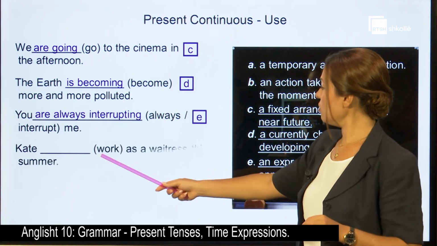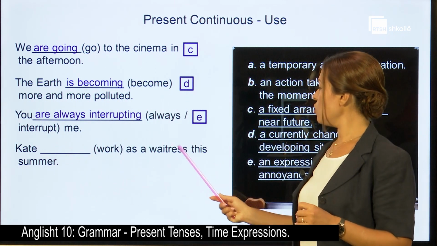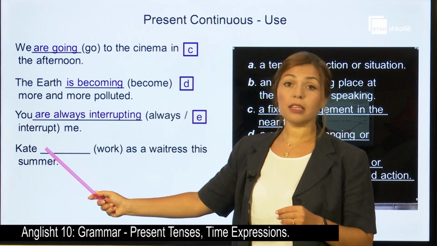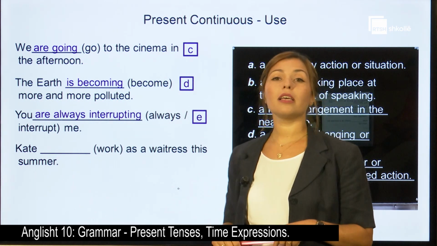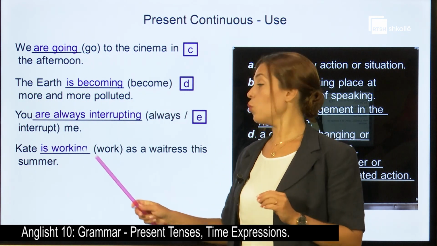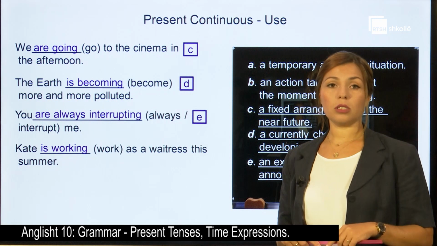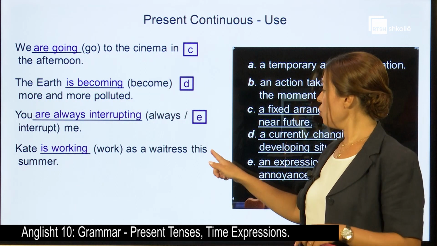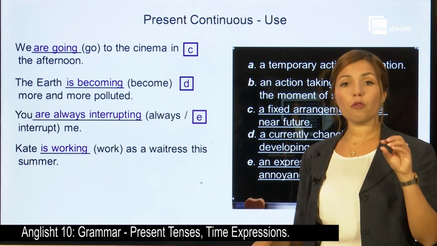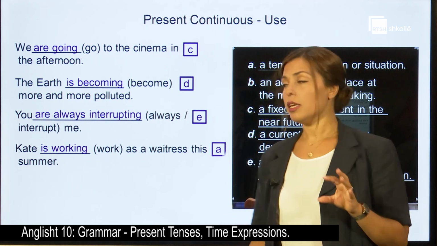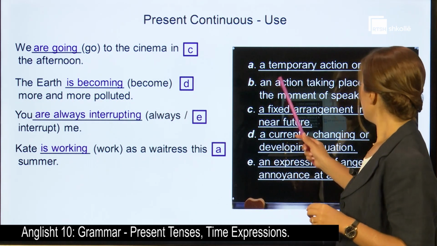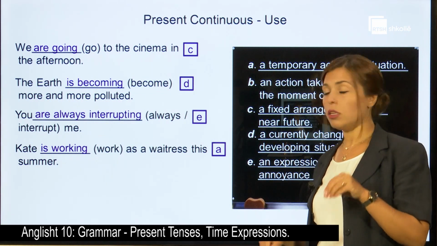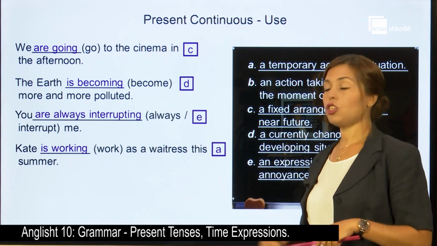Another example, Kate, the verb is work, as a waitress this summer. Kate in the third person. Kate is, so the verb to be and ing. Kate is working as a waitress. Maybe Kate does something else, but only for this summer, so only for one period, she is working as a waitress. And we have a temporary action or situation. Just for this period, just for this summer, she is working.